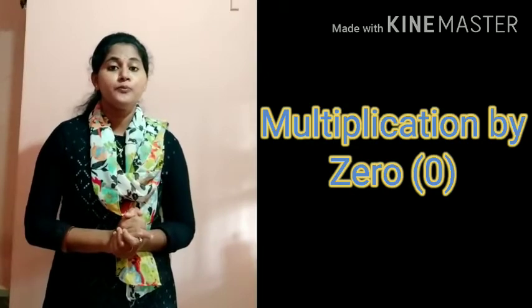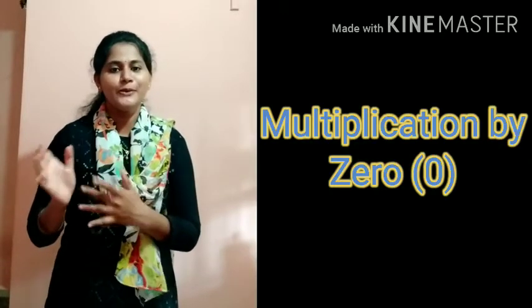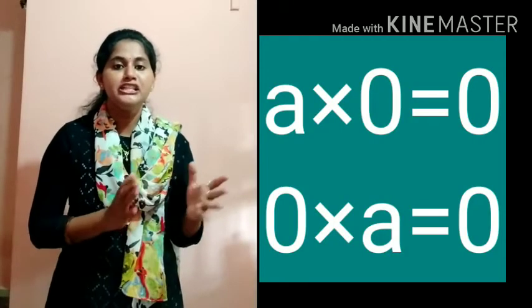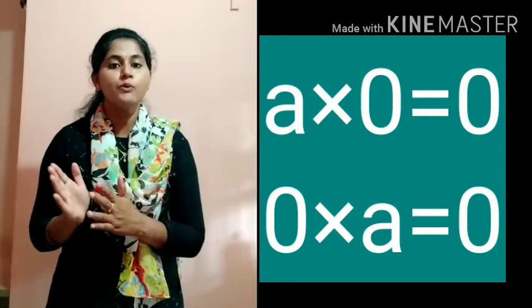Next is multiplication by 0. What is this multiplication by 0? When we multiply an integer and 0, we will get what? 0 itself. That means for any integer a into 0 or 0 into a, that is equal to what? 0 only. If any integer a into 0 or 0 into a, that gives what? 0 itself. I will give some examples here.